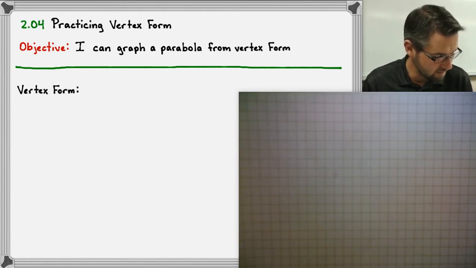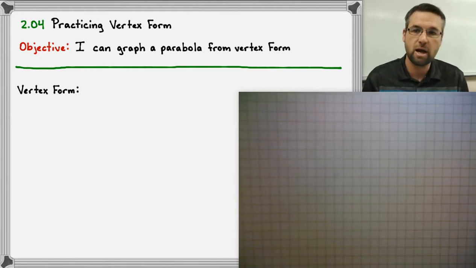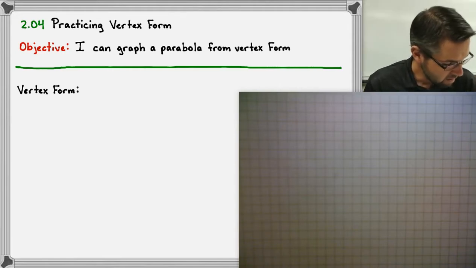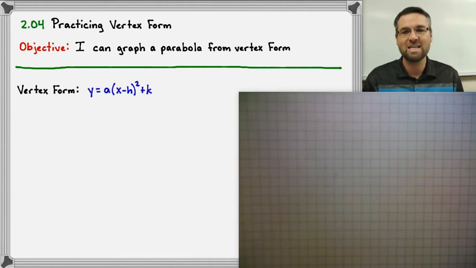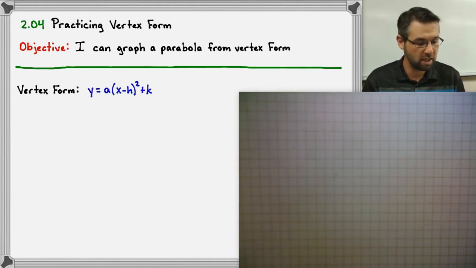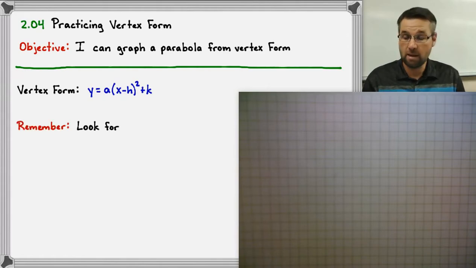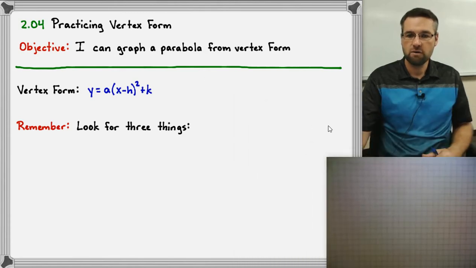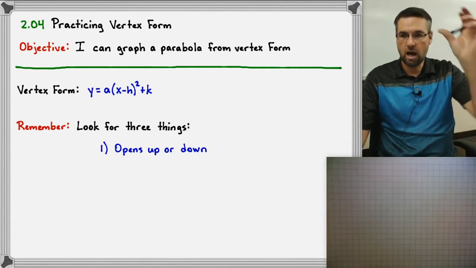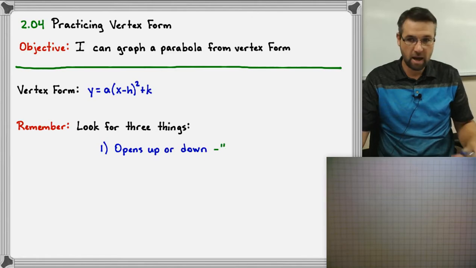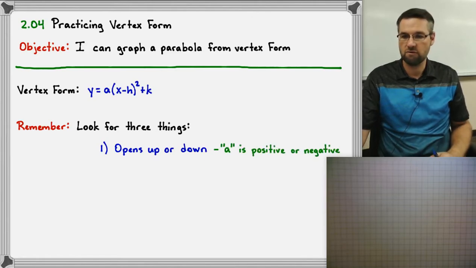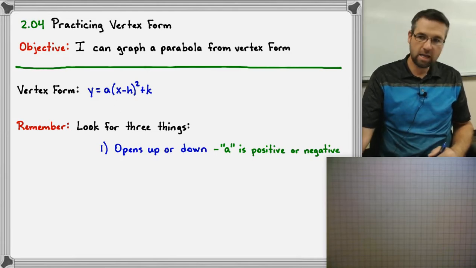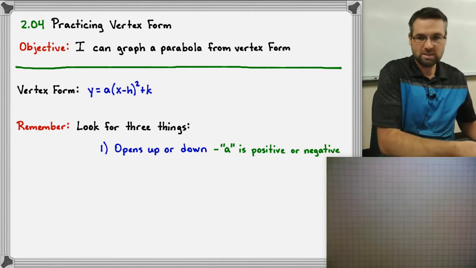Remember, notes and examples are on the right-hand side, and then practice problems are going to be on the left-hand side. Remember, vertex form is y equals a times x minus h squared plus k. And to be able to graph a parabola effectively, you're going to be looking for 3 things. The first thing you're going to look for is whether the parabola, the function, opens up or down. And we tell that by the sign of the a value. So if a is positive, then the function opens up, and if a is negative, then the function opens down.